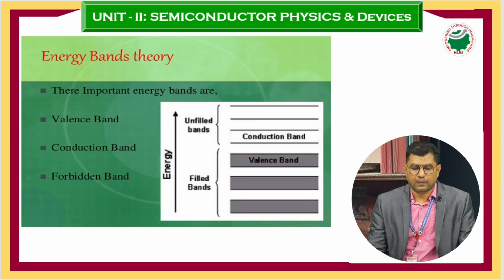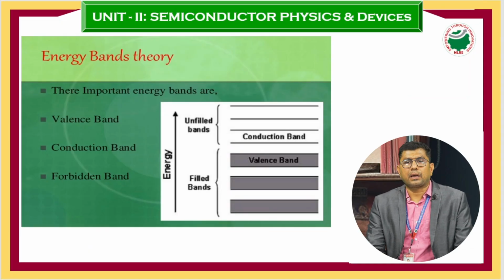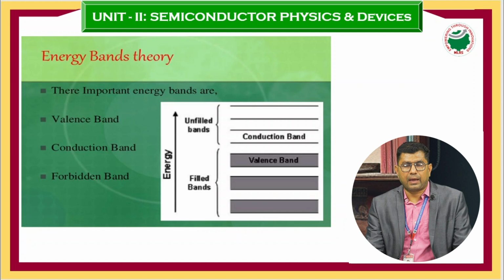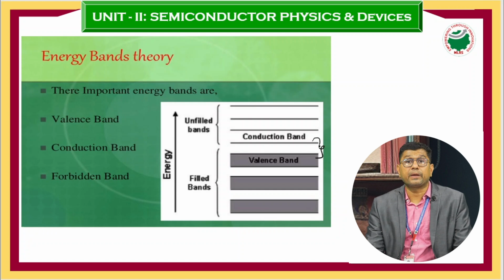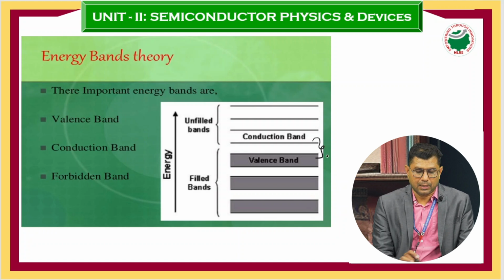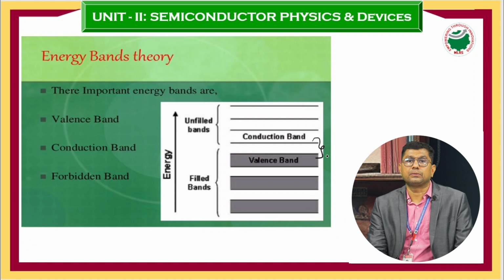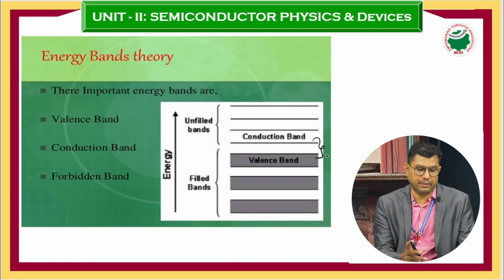Usually, the highest occupied electron band is called the valency band. The lowest unoccupied band is called the conduction band. The valency band and conduction band are separated by a certain distance. That is called the forbidden gap or energy gap, which is empty space. Based on this energy gap, the materials are classified into three categories.